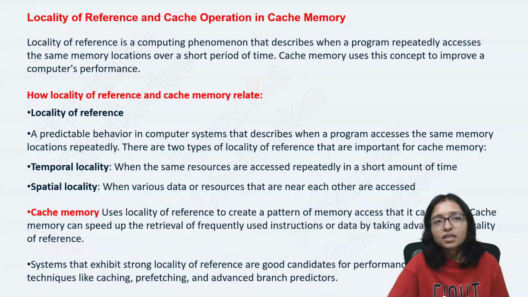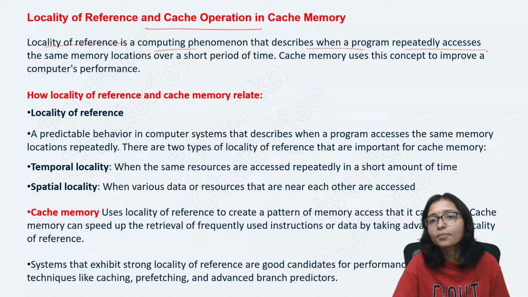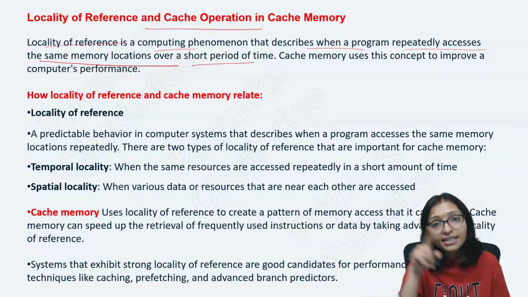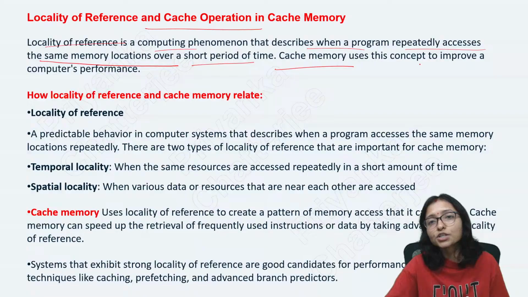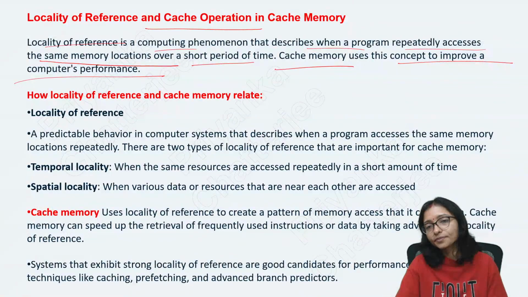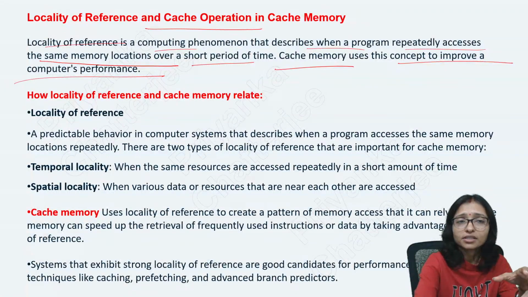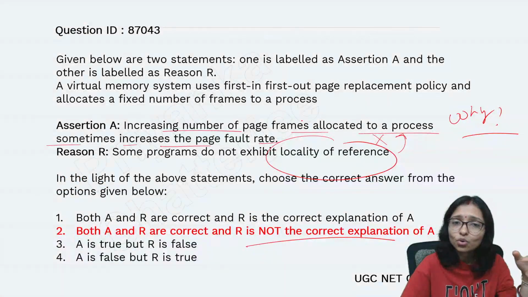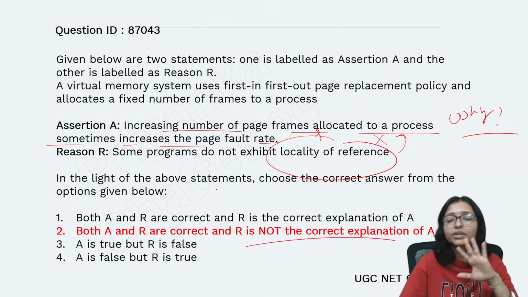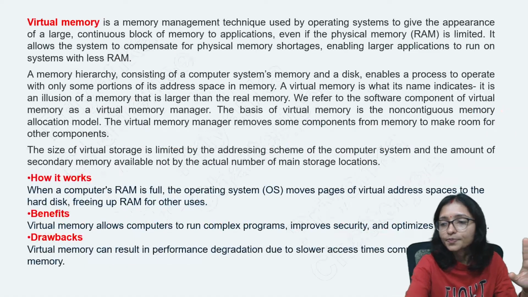Locality of reference in cache. This is called locality of reference. Locality of reference is a computing phenomenon that describes that a computer repetitively accesses the same memory location over a short period of time. The same area it is checking again and again. Cache memory uses this concept to improve computer performance. With page fault, there is no relation to locality of reference. That's why although both are true, it is not the correct explanation.